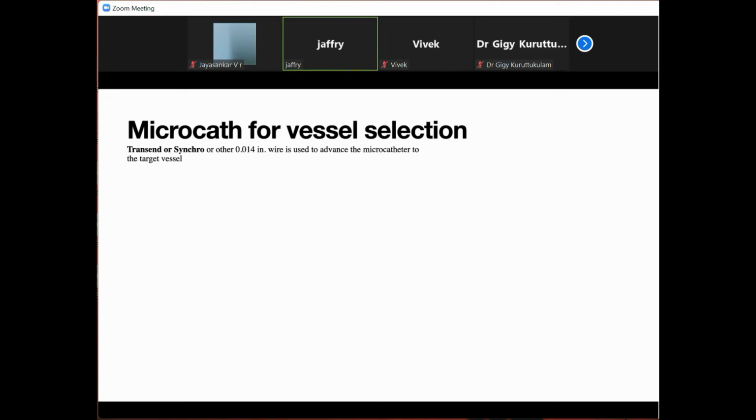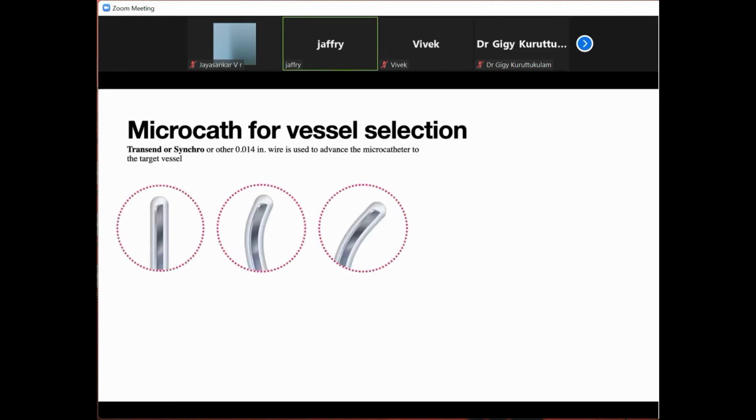For vessel selection, the microcatheter is Transcend or Synchro, that is 0.014 inch. The first image is the microcatheter Transcend. Here the tip is a 2 centimeter tapered ribbon core wire tip. We can shape and reshape the tip while going into target vessels, and because of the flat tip, the torque is high. We can easily rotate and get good torque while negotiating through the vessels.